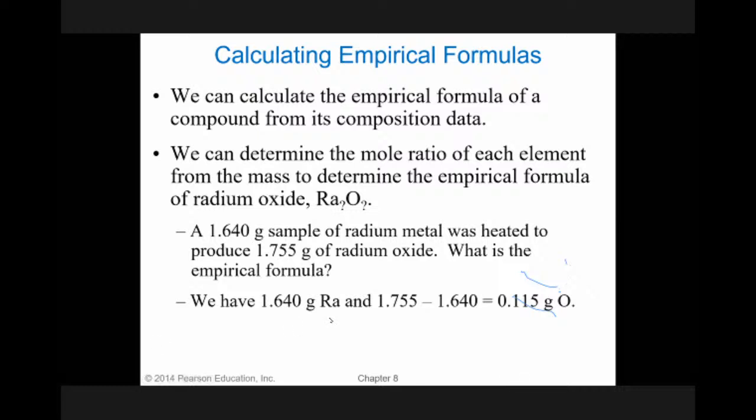This is how you put the same thing we're talking about here. What is the empirical formula? So here's what happened. You got 1.640 gram of Ra, and you got 1.755. So you subtract the 1.640 from the total, which is the combination with the oxygen. Now you got 0.115 gram of oxygen. But this is all in gram now. Let's watch this carefully, and I'll come back and explain to you.